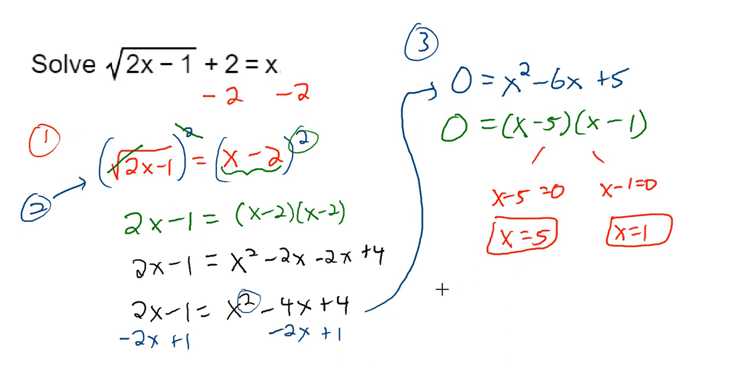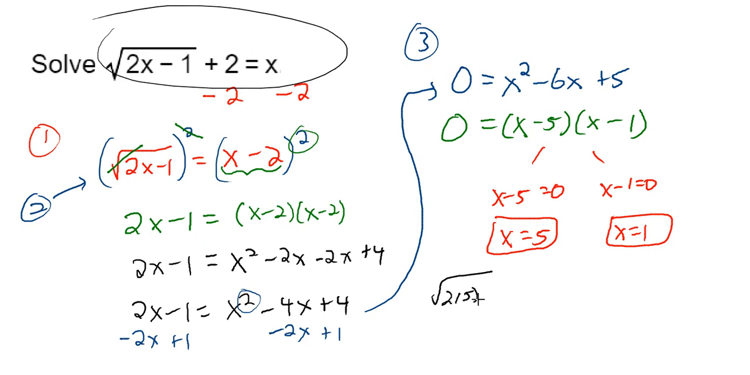So let's start with 5. We'll go back to the original equation up here. We'll have the square root of 2 times 5 minus 1 plus 2 equals 5. So let's go ahead and simplify that and see if the left-hand side matches the right-hand side. This is going to give me 10 here. 10 minus 1 is going to give me 9. So I get the square root of 9 plus 2 equals 5. The square root of 9 is 3. 3 plus 2 does equal 5. So 5 is a solution.